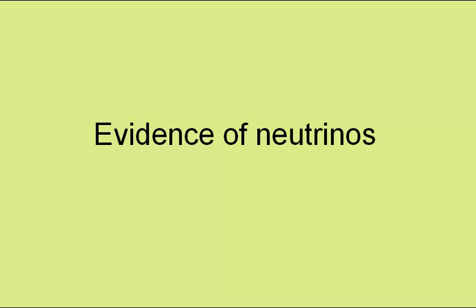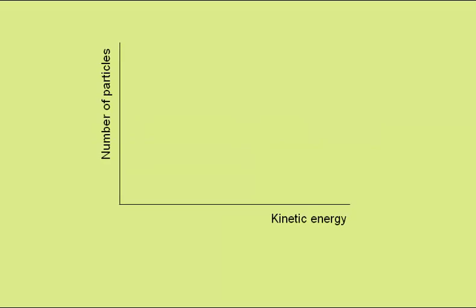Evidence of neutrinos. Early in the 20th century, scientists had a problem with beta decay. For a particular isotope, every beta decay should release the same amount of energy. Therefore, if we were to plot a graph of the number of beta particles against the kinetic energy of that particle, we should get something like this, with all the particles for a particular isotope having exactly the same amount of kinetic energy.